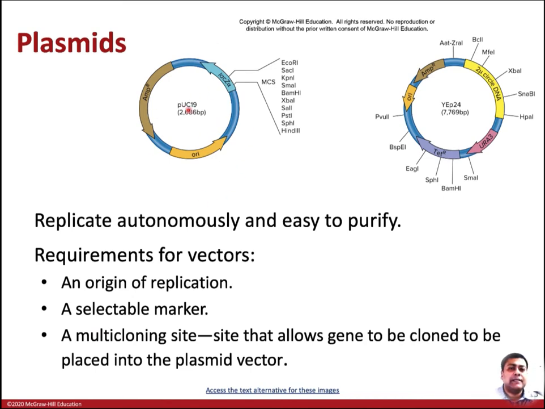It's about 2.68 kilobase pair, 2686 base pair long. And this is a bacterial plasmid. And let's take a look at what you have. So all of them will have an origin of replication, which is the ORI.